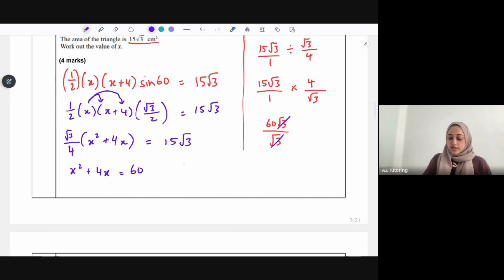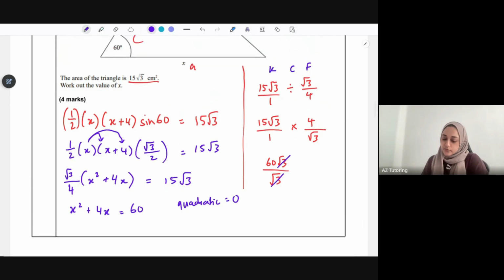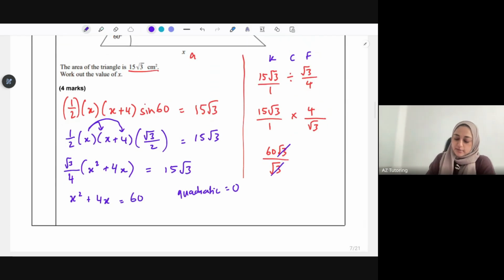Now we've got a quadratic. What do we always make quadratics equal to? We make them equal to 0. So I need to minus the 60 over to the left-hand side. So I get x squared plus 4x minus 60 equals 0. So this is what we're solving. We're going to end up with 2 answers. Most likely we're going to reject one of the answers.